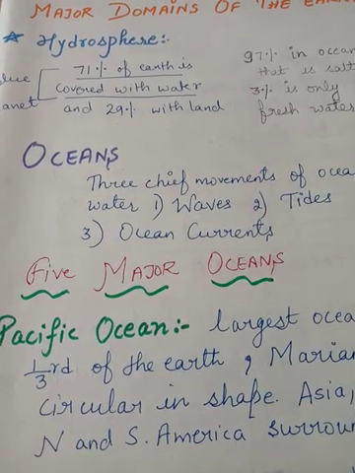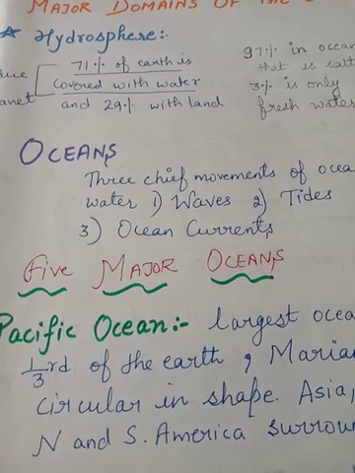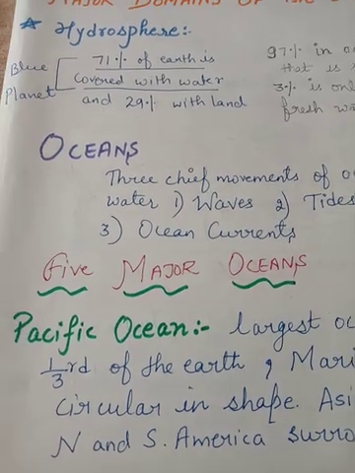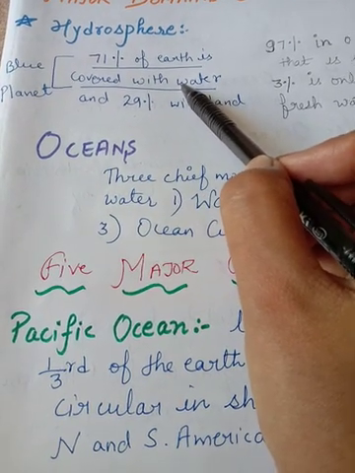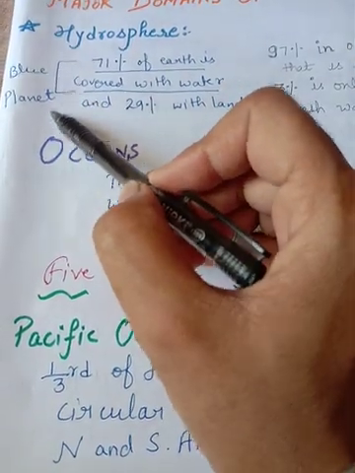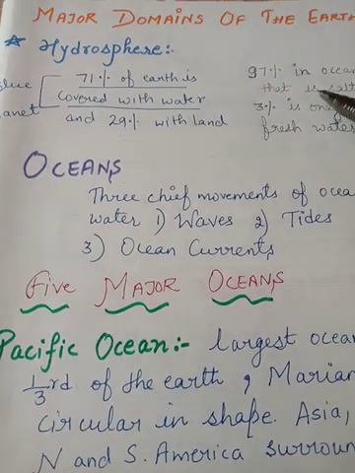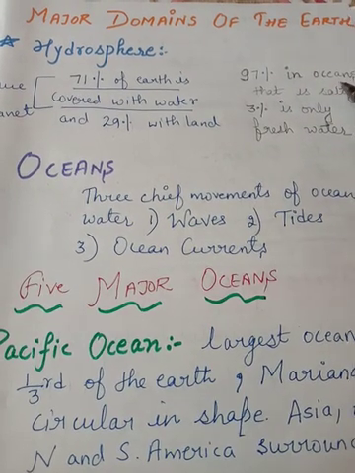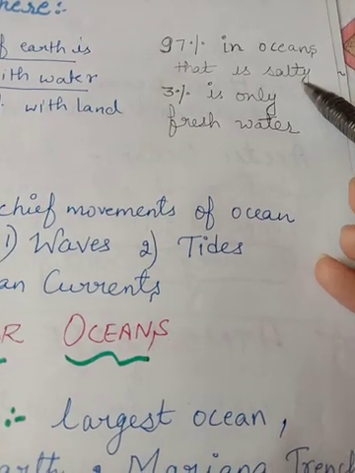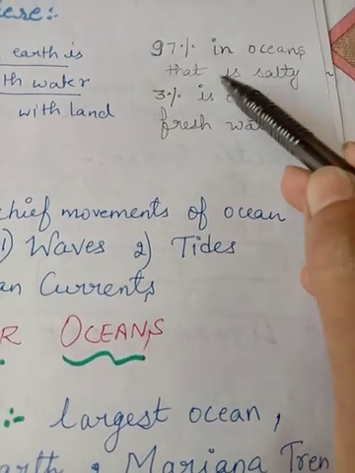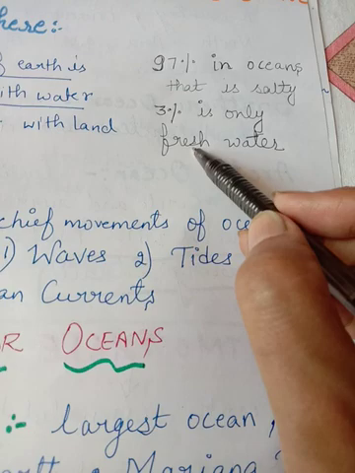As you already know, more than 71% of the earth is covered with water and 29% with land. So due to the higher percentage of water on the earth's surface, earth is called the blue planet. Now from the 71% of water, 97% is in the oceans. So we can't use that water for drinking or for any other human purposes. Why? Because it is salty. It contains salt.